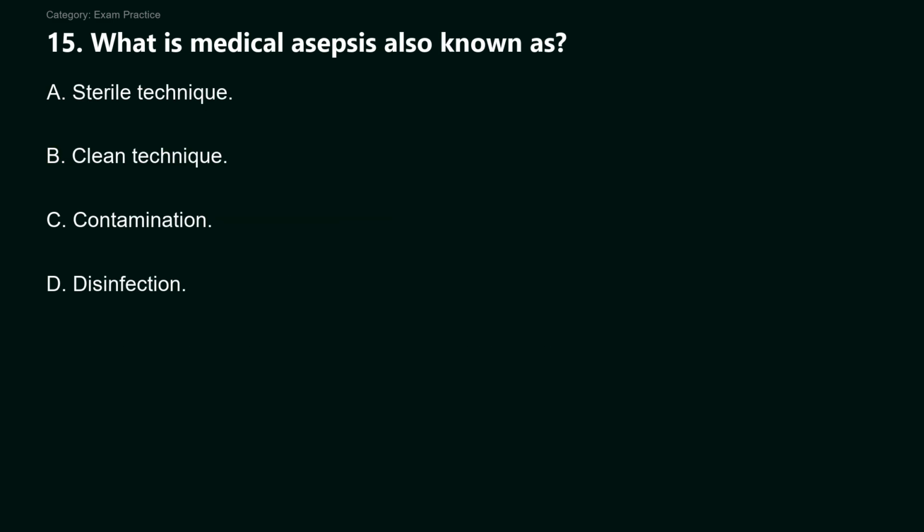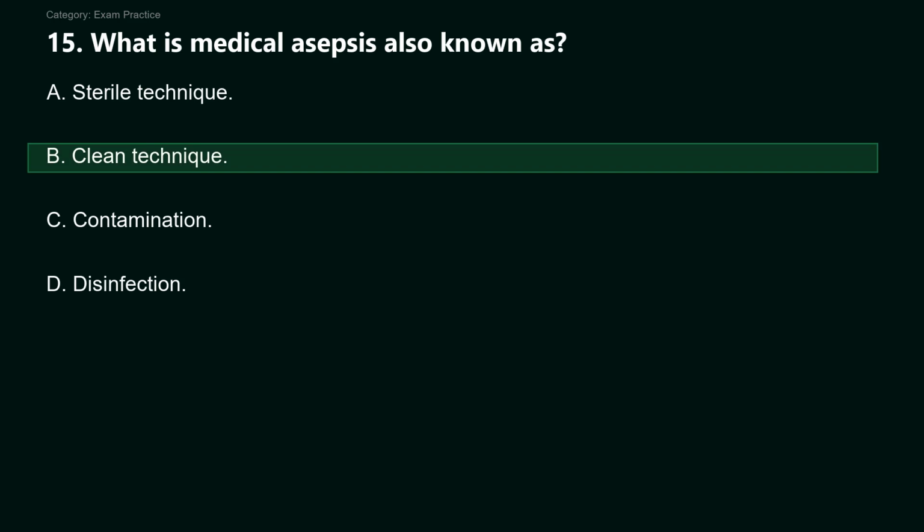Question 15. What is medical asepsis also known as? Option A. Sterile technique. Option B. Clean technique. Option C. Contamination. Option D. Disinfection. The correct answer is option B, clean technique. Medical asepsis involves removing or destroying pathogens to prevent their spread.